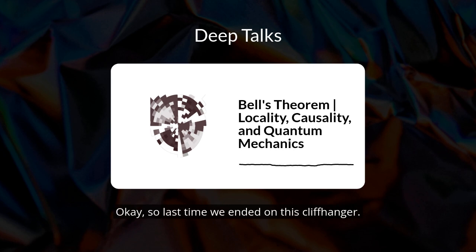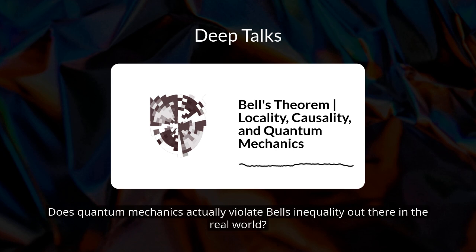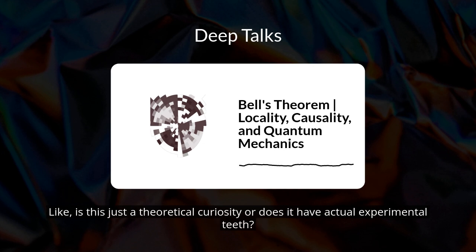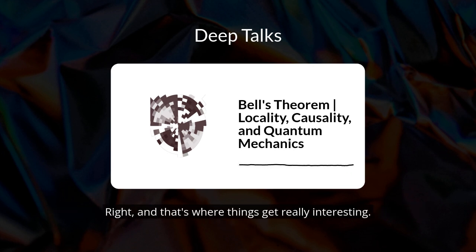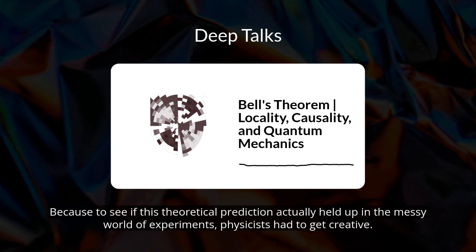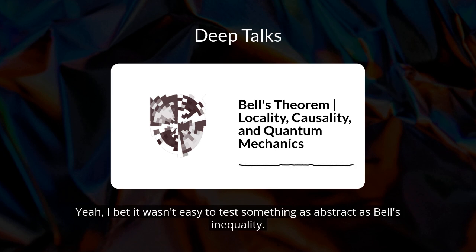Okay, so last time we ended on this cliffhanger. Does quantum mechanics actually violate Bell's inequality out there in the real world? Like, is this just a theoretical curiosity, or does it have actual experimental teeth? Right, and that's where things get really interesting. Because to see if this theoretical prediction actually held up in the messy world of experiments, physicists had to get creative. Yeah, I bet it wasn't easy to test something as abstract as Bell's inequality.